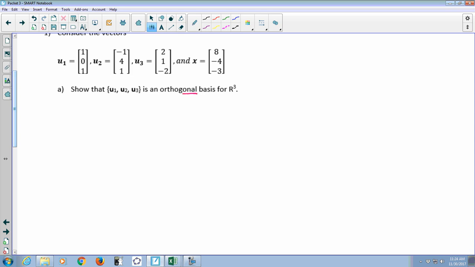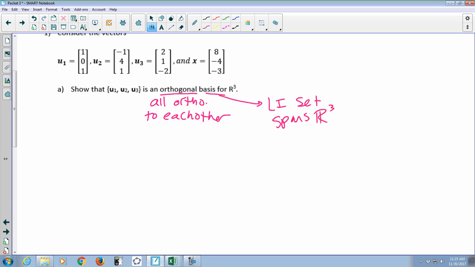And orthogonal means that any set of 2 are orthogonal to each other. So all orthogonal to each other. And a basis is a linearly independent set that spans R3. So to show they're orthogonal to each other, we just take the dot product u1 dot u2.